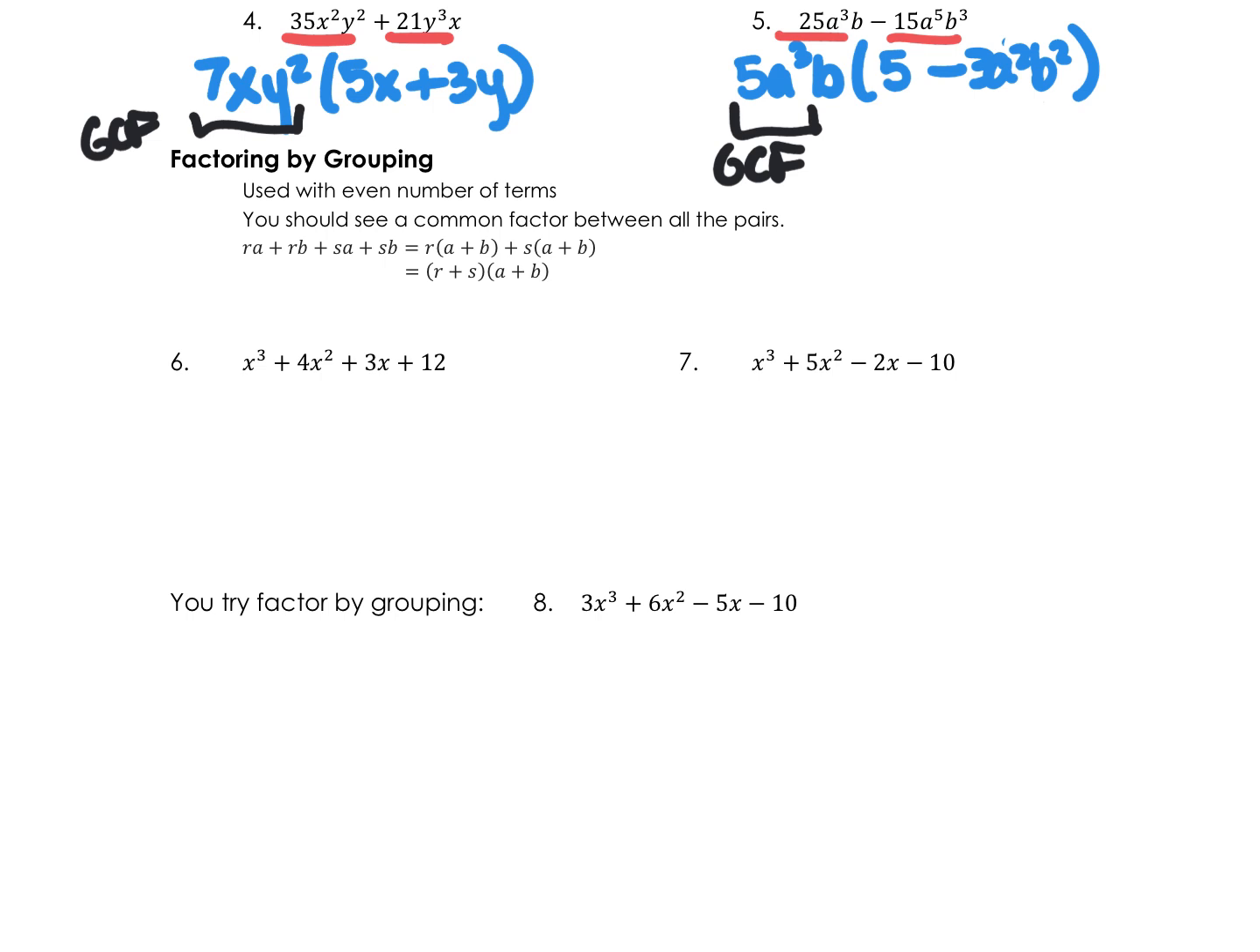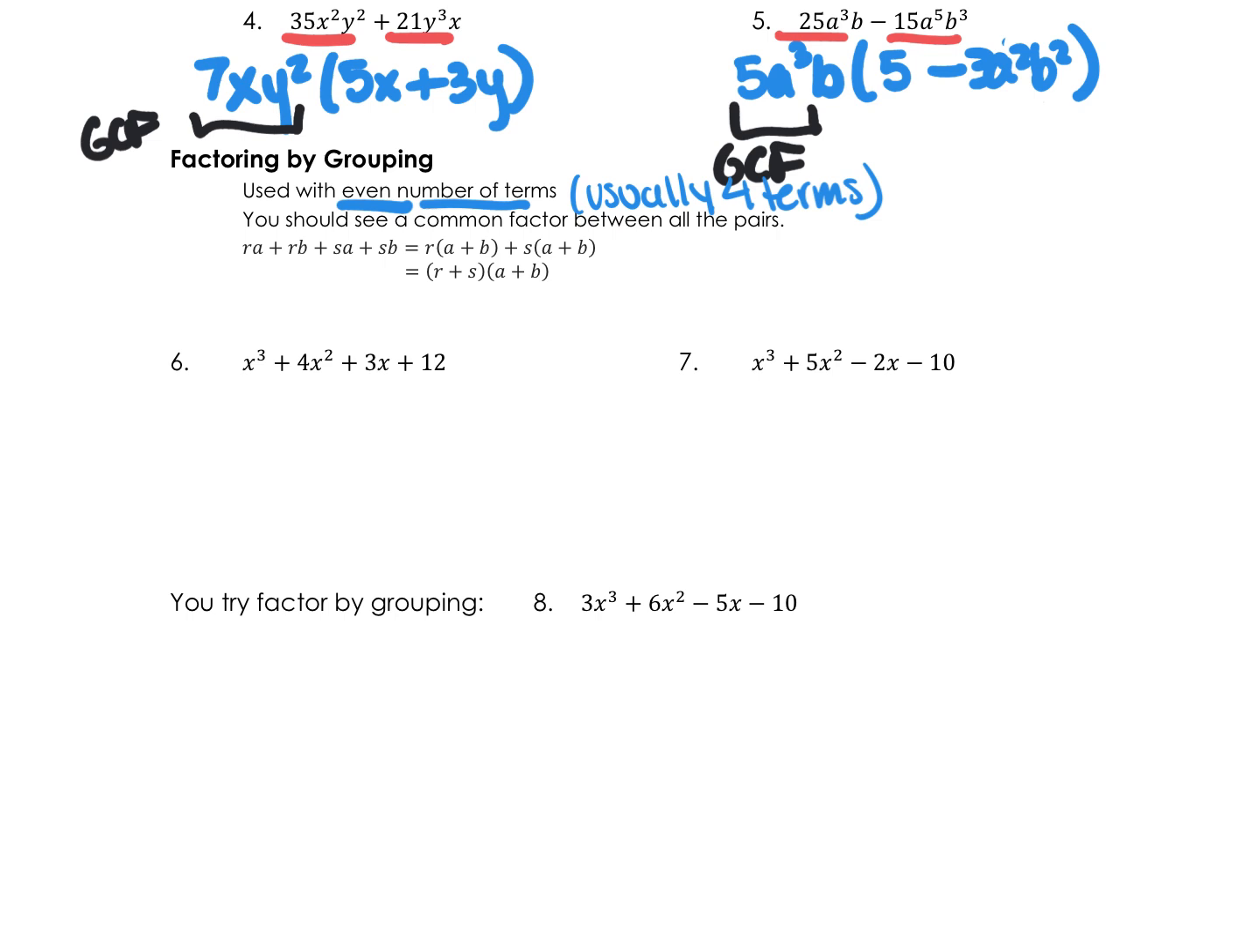Factoring by grouping is usually used when we have an even number of terms. So like 2, 4, 6, 8, 10, anytime you have an even number. But usually we use factoring by grouping when there's 4 terms, okay? If there are 4 terms, then it's probably a factor by grouping problem, okay?